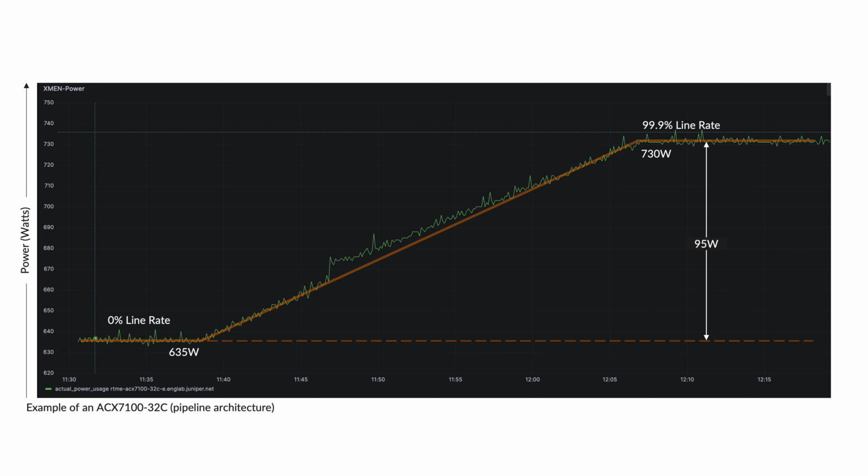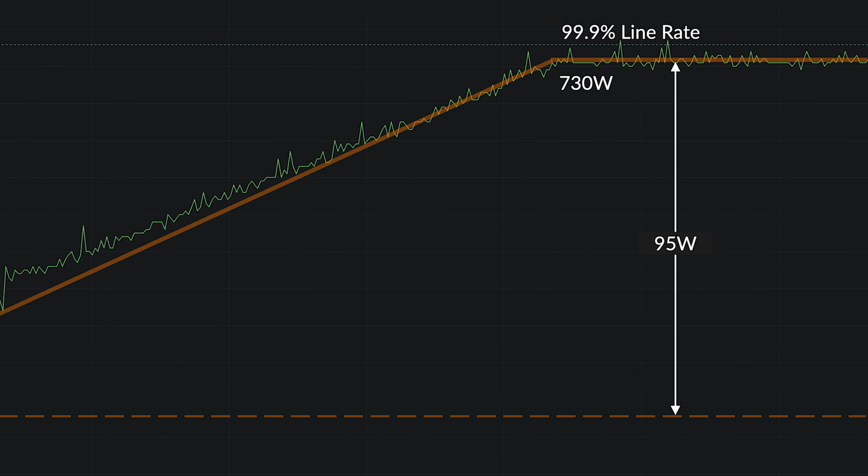We said traffic is a factor of the power usage. With this example of SCX 7100, we can even say that traffic impact is almost linear. From no traffic to line rate on all ports, we can see this progression that represents 95 watts in total. And by the way, do you think it's dependent on the bandwidth, or could it be driven by a different factor, like the number of packets per second, for example?